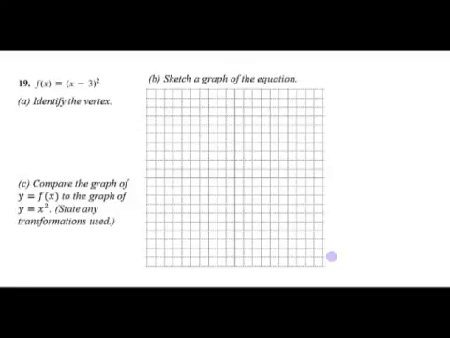In looking at this equation, let's first identify the vertex. Then we'll sketch a graph of the equation and compare it to our standard y equals x squared graph. And we'll state any transformations that are being used. So first, to identify the vertex, it is in vertex form, so we don't need to use our vertex formula.